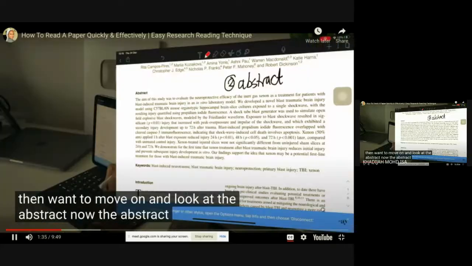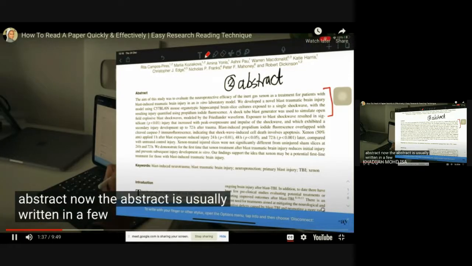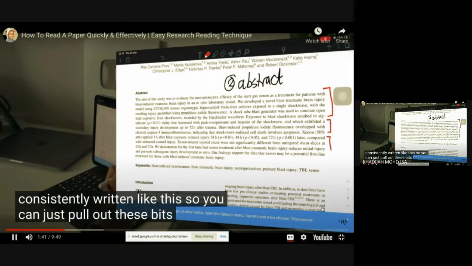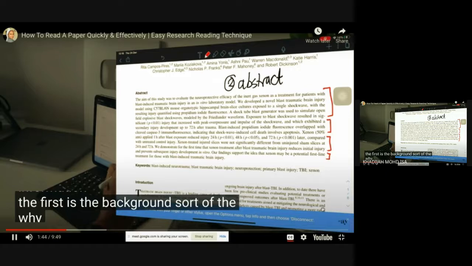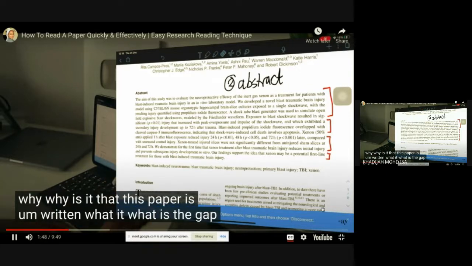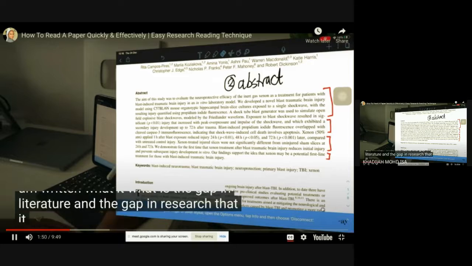Now the abstract is usually written in a few sections, and it's quite consistently written like this, so you can just pull out these bits of information. The first is the background, the why. Why is it that this paper is written? What is the gap in literature and the gap in research that it is trying to fill?